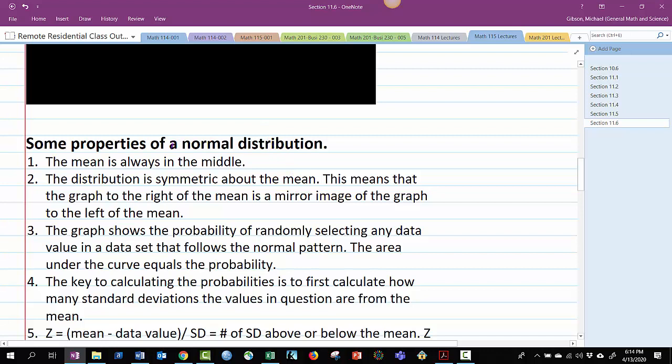All right, so let's talk about some properties of a normal distribution. First, the mean is always in the middle, okay? Second, the distribution is symmetric about the mean. This means the graph to the right of the mean is a mirror image of the graph to the left.